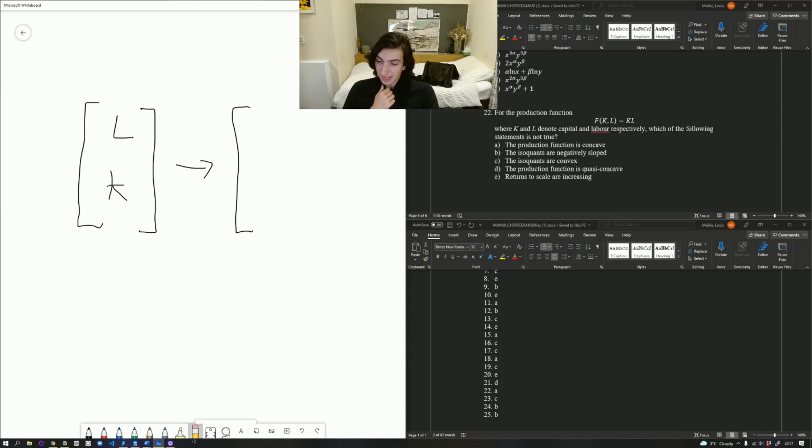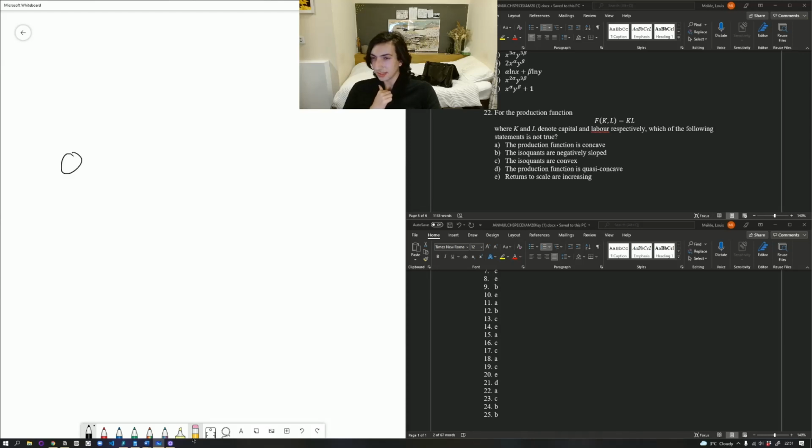To be technically completely honest, you could do this with the second derivative. If I was to do implicit differentiation on this, I would do the product rule, which would give me L plus K, and then dL dk. And that would eventually give you minus L over K as the derivative.